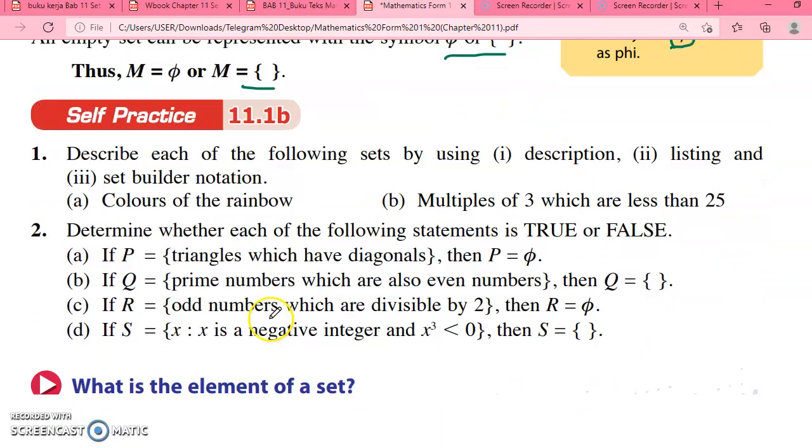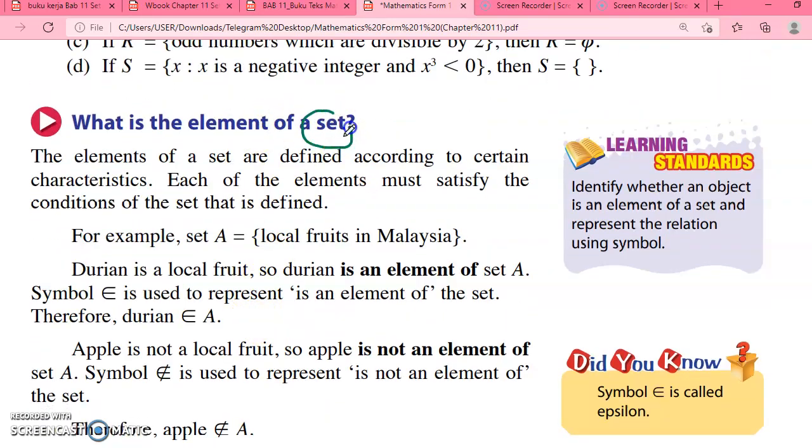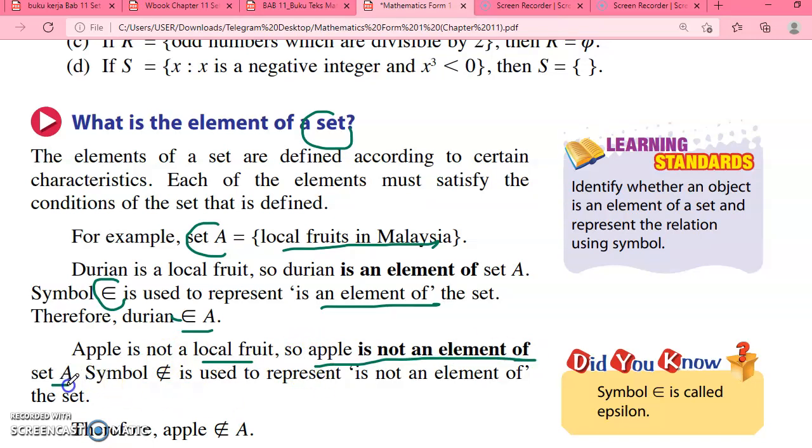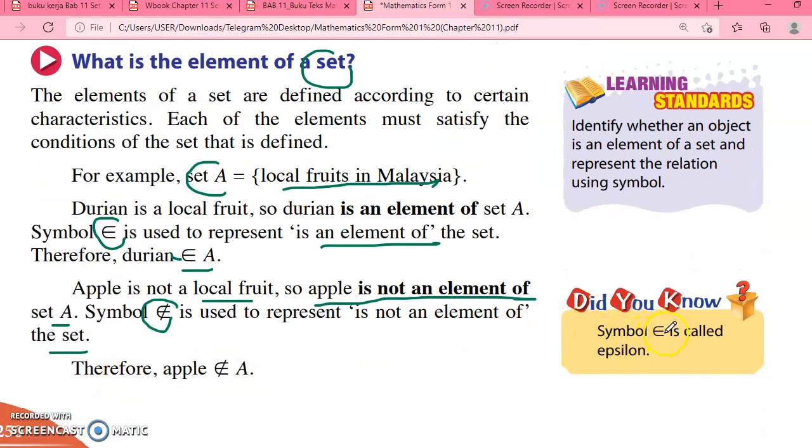Okay. What is an element of a set? I want to explain. Let's say set A is the local fruits in Malaysia. So this is the symbol that represents "is an element of" a set. Durian is an element of A. Apple is not a local fruit, so apple is not an element of set A. So this symbol means "is not an element of" the set A. The symbol for "is an element of" is called epsilon.